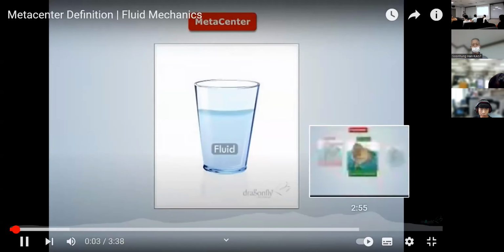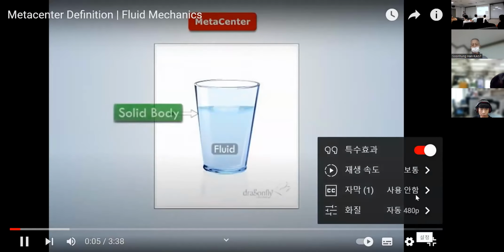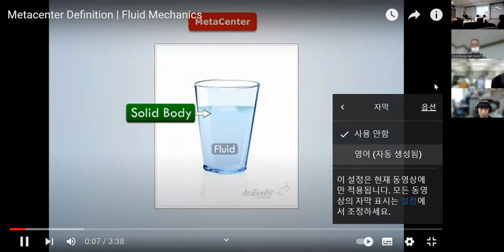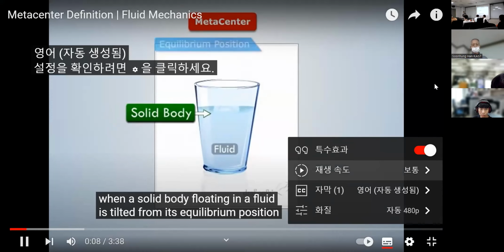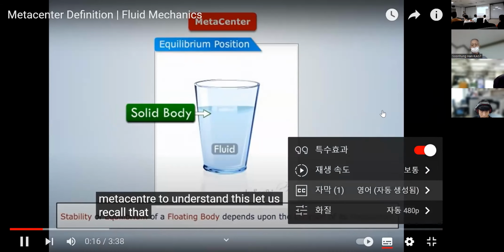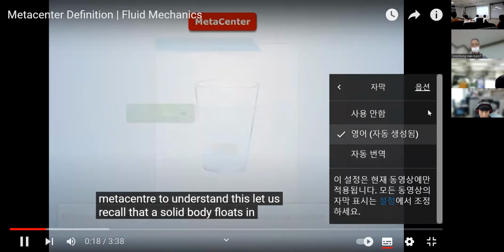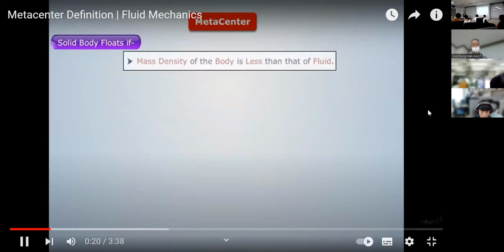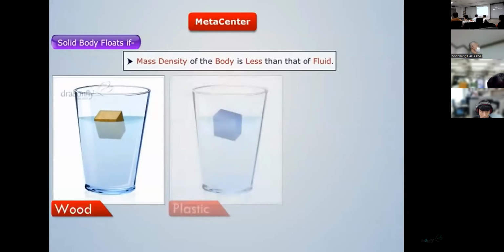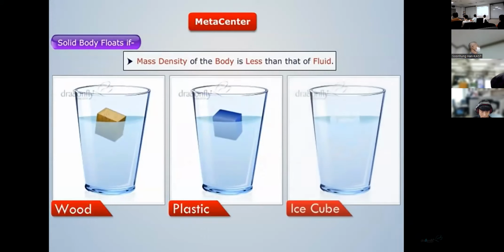When a solid body floating in a fluid is tilted from its equilibrium position, then the stability of its equilibrium depends upon the location of its metacenter. To understand this, let us recall that a solid body floats in a fluid if the mass density of a body is less than that of fluid, as in case of wood, plastic, ice cube, etc.